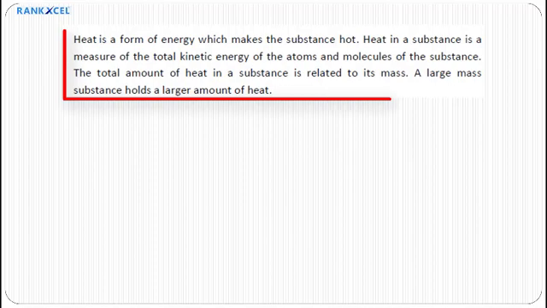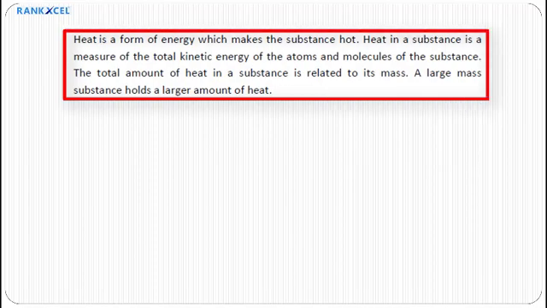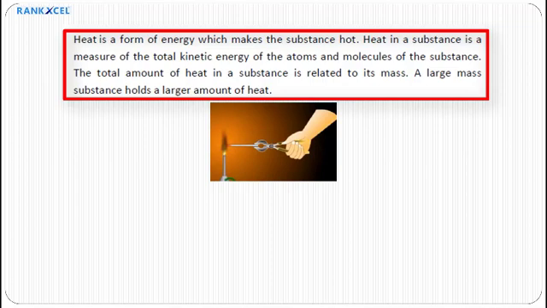Heat is a form of energy which makes the substance hot. Heat in a substance is a measure of the total kinetic energy of the atoms and molecules of the substance. The total amount of heat in a substance is related to its mass. A large mass substance holds a larger amount of heat.